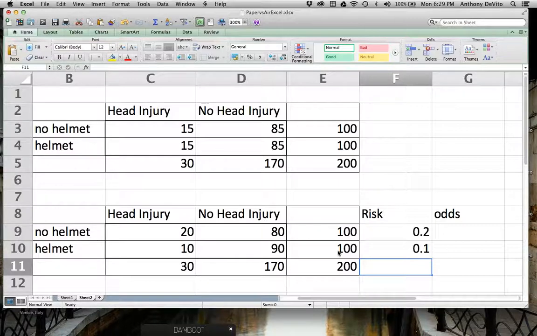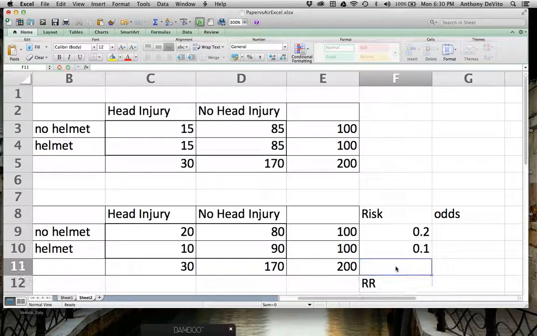Okay, now what can we see here? We can see that the risk without a helmet is 20%. The risk with a helmet, based on these observed values, is 10%. Let's turn this into something that maybe is pretty descriptive of what the increase in risk is. And let's call that the risk ratio.